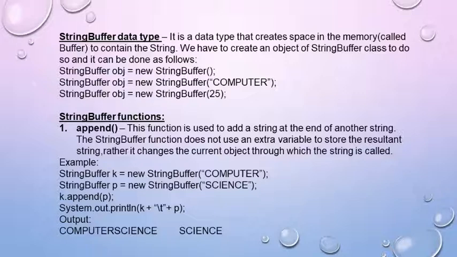So the first one is doing what? The first one is allocating an empty space in the memory to store a string. The second statement is allocating memory for the variable obj and initializing it with the string computer. The third statement allocates memory space to contain a string of up to 25 characters. These are the three methods by which we can declare an object using the StringBuffer data type.